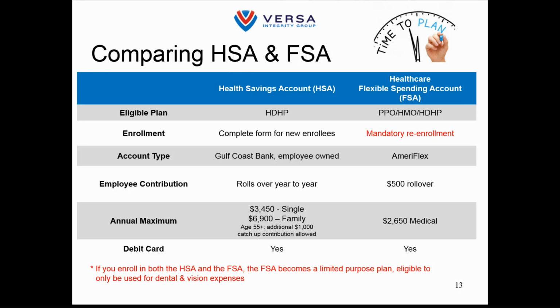The annual maximum contribution for the HSA is $3,450 for an individual and $6,900 for the family, while the FSA maximum will continue to be $2,650.